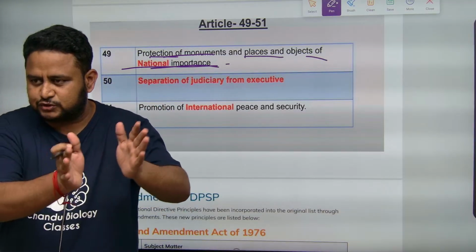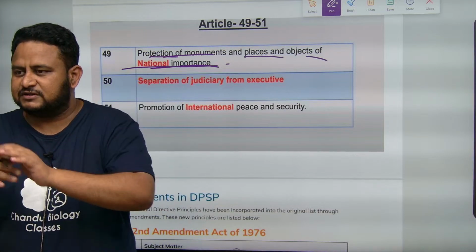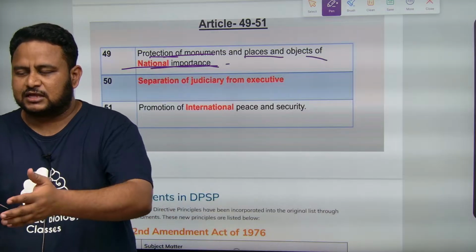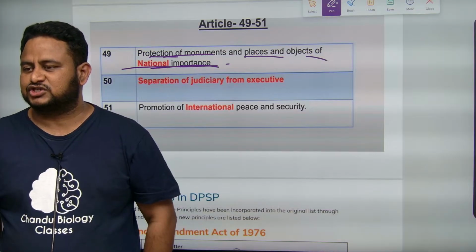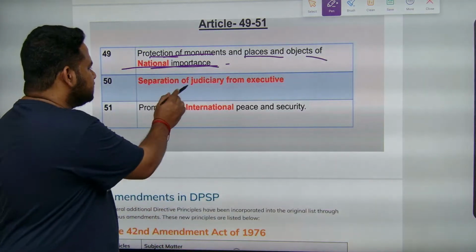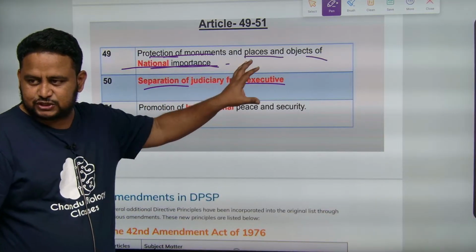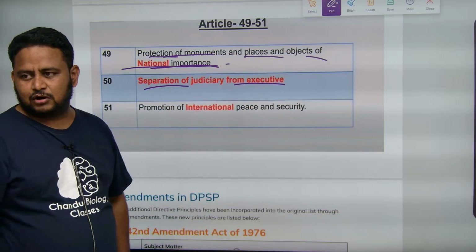Understood? Judges should be separate from the people who are executing the laws. If judges are mingled with people who are executing the laws, what will happen? Nobody will check the way the laws are being implemented. Even if they do corruption, nobody will cross-question them. That's why please separate judiciary from executive. Judiciary means courts and judges. Executive means the ministers, who will be implementing the laws and all these things.